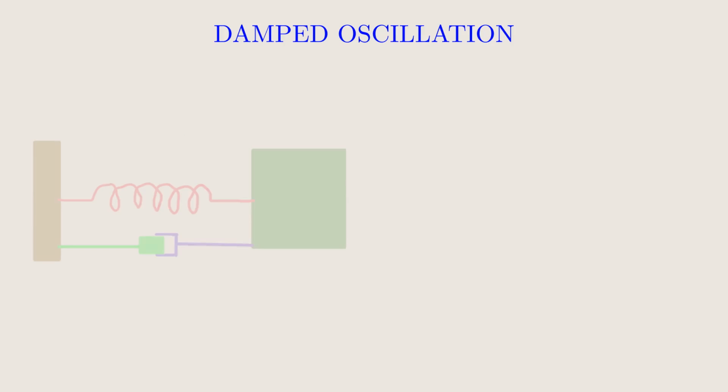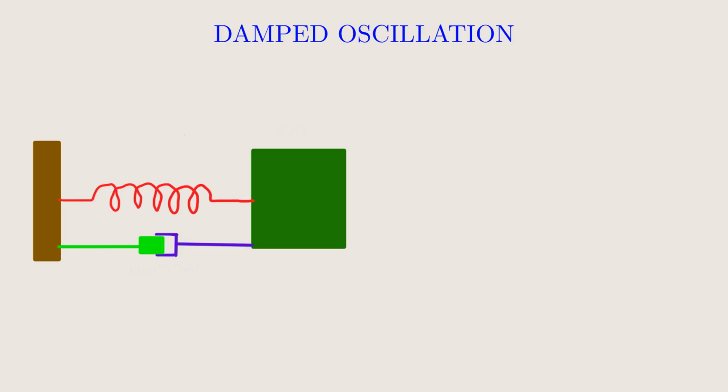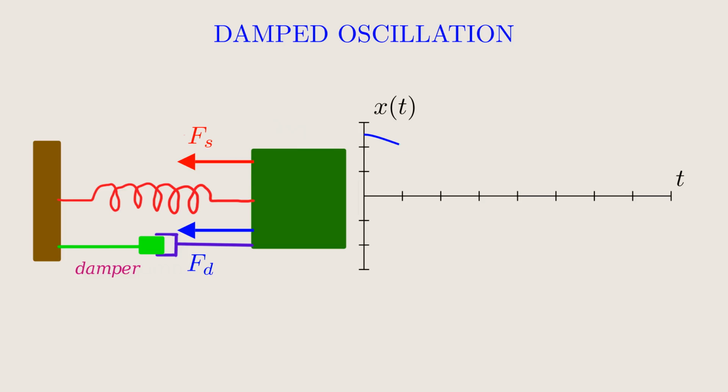Damping force, or friction, virtually exists in every mechanical system. Here, we put a damper in parallel with the spring. This video will discuss how to solve the equation of motion for this system. Beside the spring force F sub S, there is a viscous friction F sub D. This will cause the oscillation to decay over time.